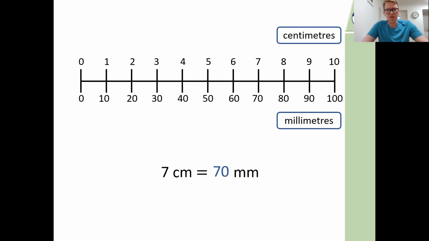We can convert then by thinking about a scale like this. So if we need to easily work out the millimeters, we can think about timesing it by 10. So let's do it backwards then. How many centimeters is 30 millimeters? It's 3, isn't it?